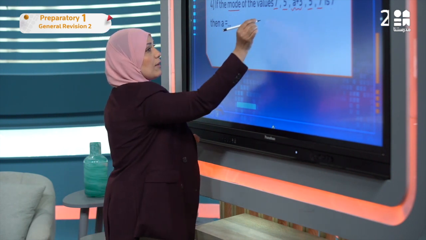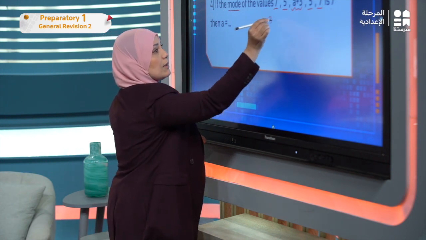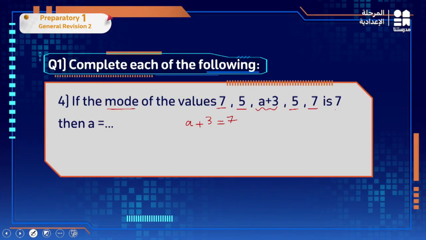So here we have a plus 3 equals 7. How can we solve this equation? Subtract 3 from both sides, or ask yourself mentally what plus 3 is 7, which is 4. So the missing number, or a, is 4.